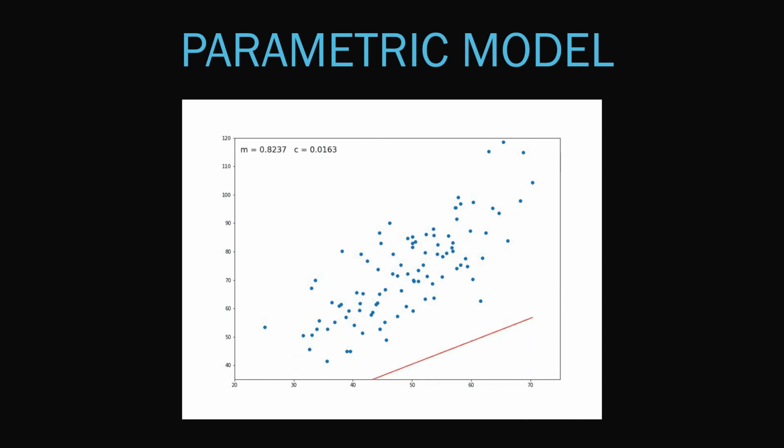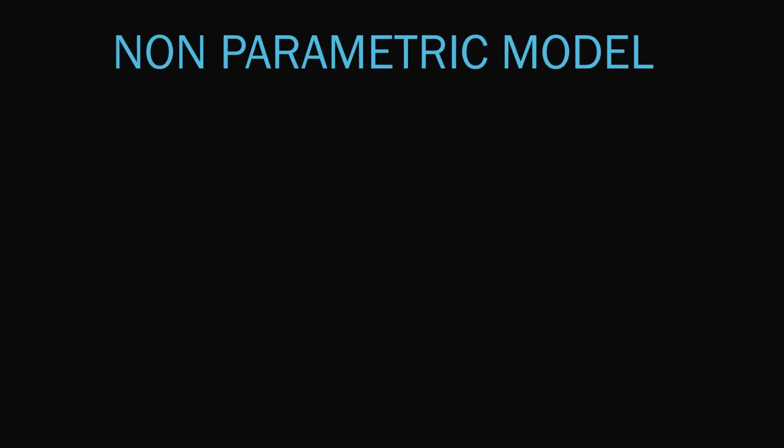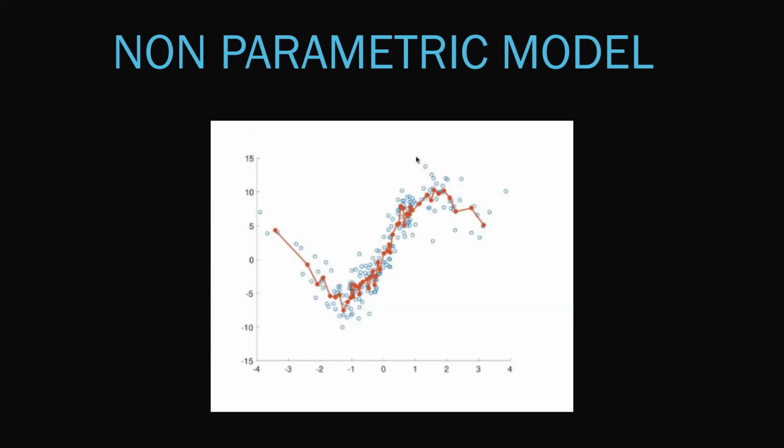It may change its orientation, that is the angle of inclination, but it will not change its shape. It will not change from a straight line to a curved line to fit the data points, and thus such models are parametric models. Non-parametric models, on the other hand, do not presume any shape. They take shape according to the data. They may be curvy or bent in order to capture the patterns present in the data.